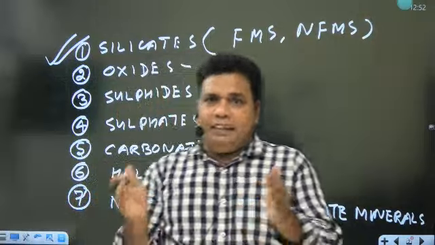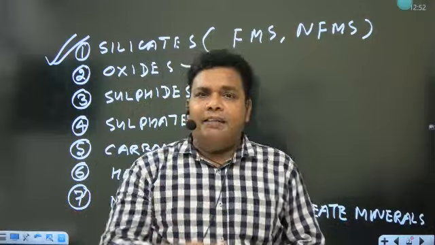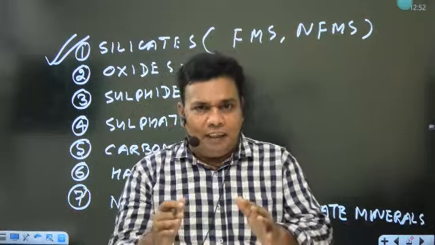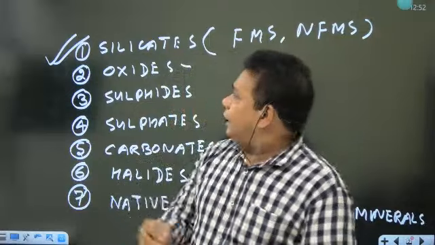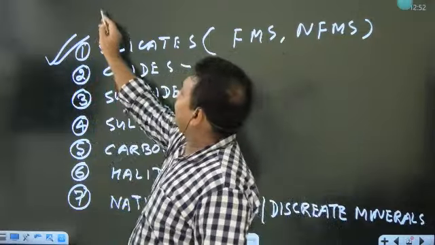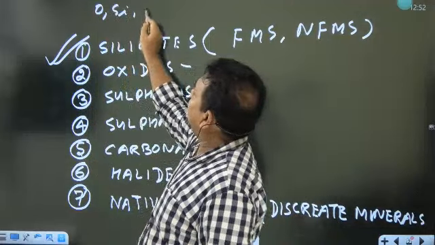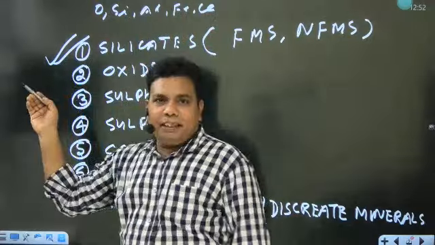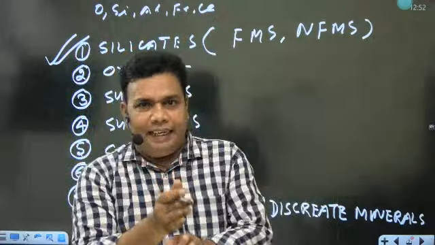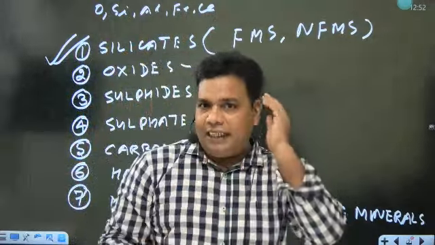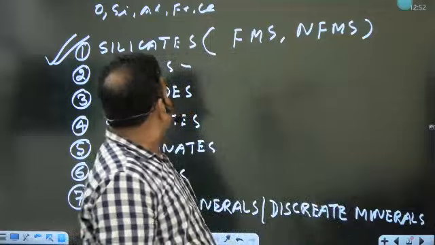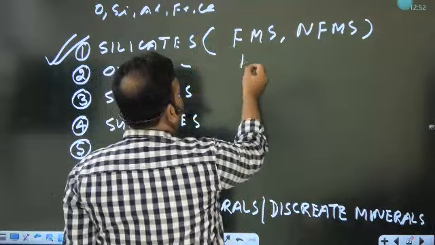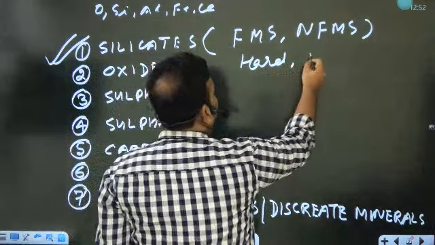So silicate minerals combine with the oxygen and silicon already present in the earth's crust. The most abundant elements present in the earth's crust are O, Si, Al, Fe, Ca. So these silicate minerals especially react with oxygen and silicon atoms, right? Silicates are mostly hard and durable in nature.